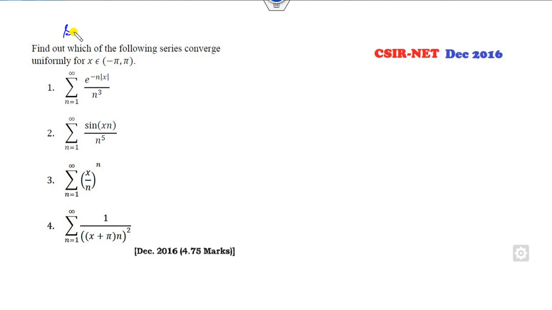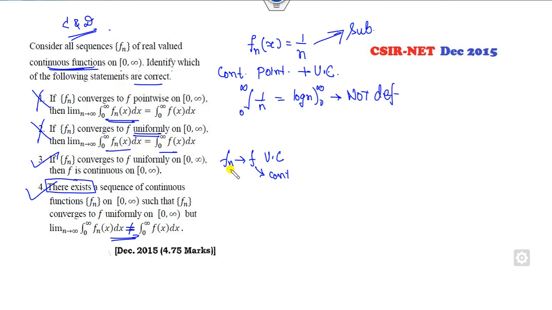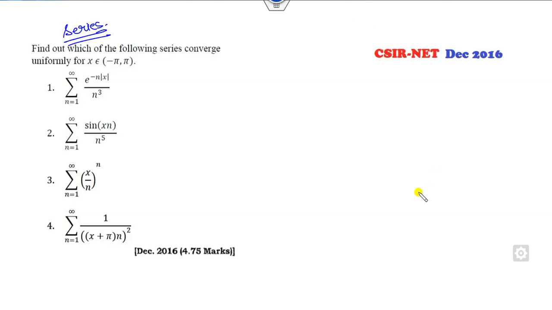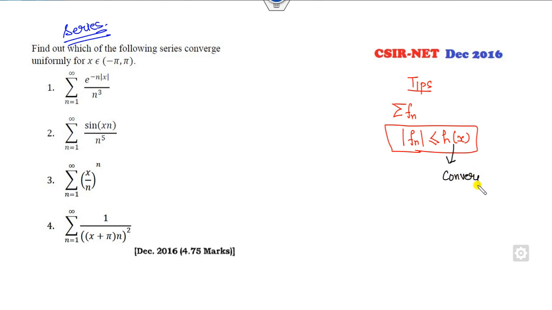Now you can see this is a series. So far we have all discussed these sequences. So what is the tip for sequences? We always find the limit as n approaches infinity of this. But now we are talking about the series. What I suggested earlier: whenever you are here, you try to find the absolute value of this and prove that it is less than something. And if you prove that this is convergent, then it is uniformly convergent, otherwise not.